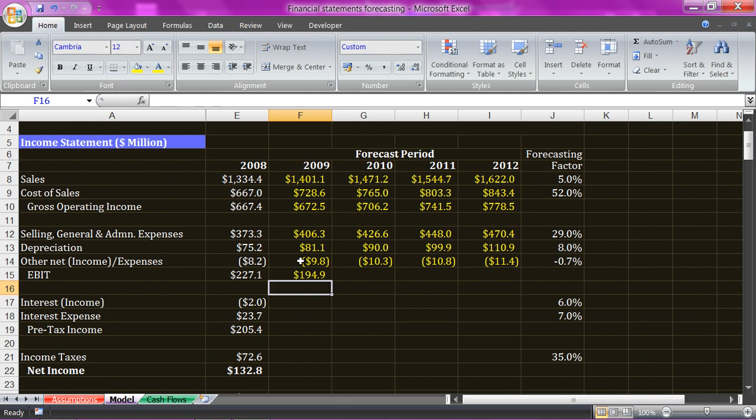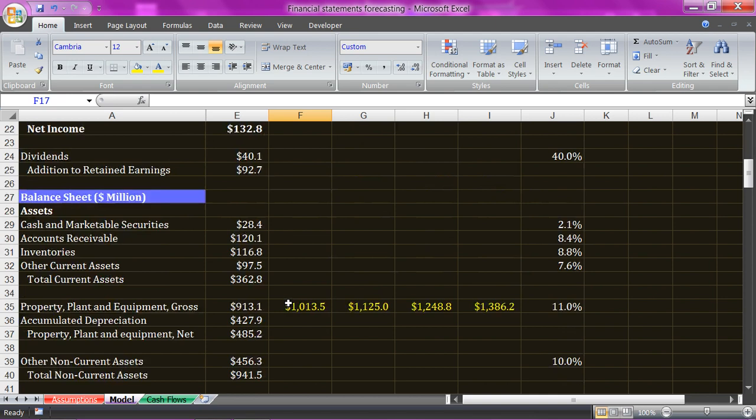We need to press enter and drag till the end. Afterwards, interest income will be calculated based on the cash and marketable securities, that is here, but there is no data here. So we need to arrange the data. We need to find this data first.